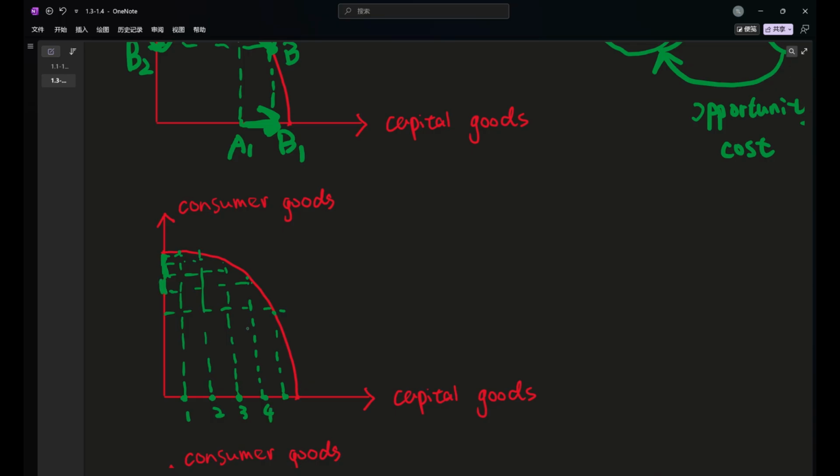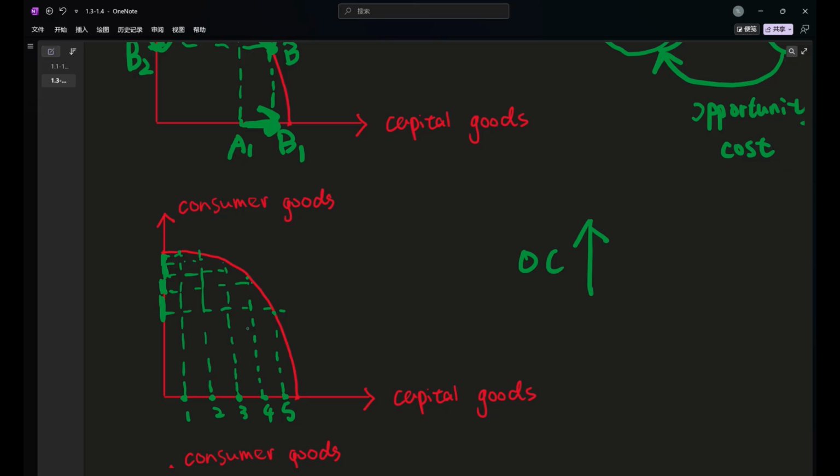3 to 4, this amount. 4 to 5, this amount. And 6, maybe even larger. If you're careful enough, you might notice that the opportunity cost is actually increasing while you're trying to produce only one type of good. The opportunity cost is increasing. It is something you should have in your mind when you're trying to shift one tiny resource.